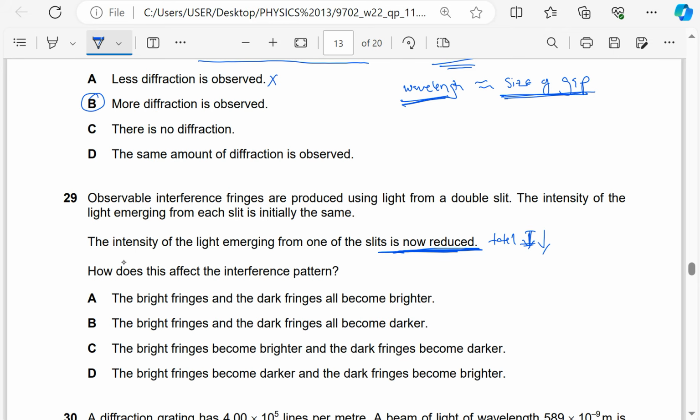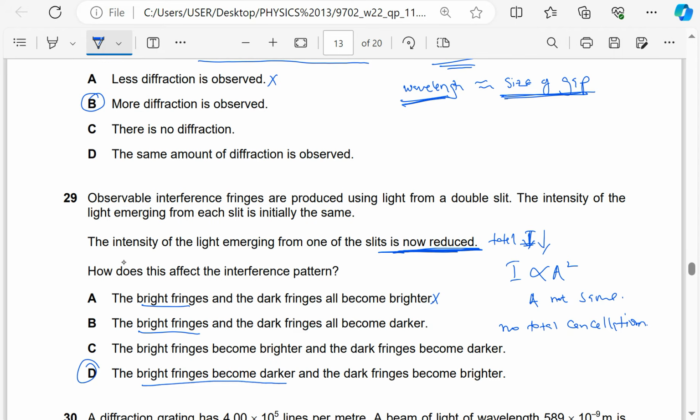So the option that says bright fringes and dark fringes all become brighter is not true, because the brighter fringes will be less bright. The option that says the bright fringes and dark fringes all become darker is also wrong. Also remember, intensity is directly proportional to amplitude squared. If the intensity in one of the lights is reduced, the amplitude is no longer the same. So we don't have total cancellation. No total cancellation occurs, which means the dark fringes will no longer be dark. So my answer is going to be D.